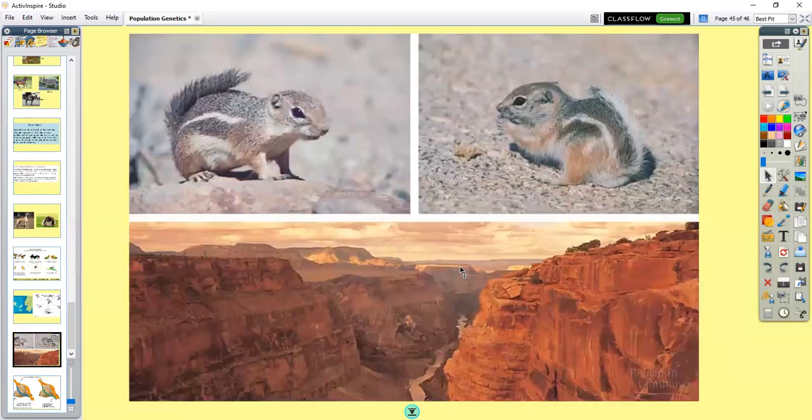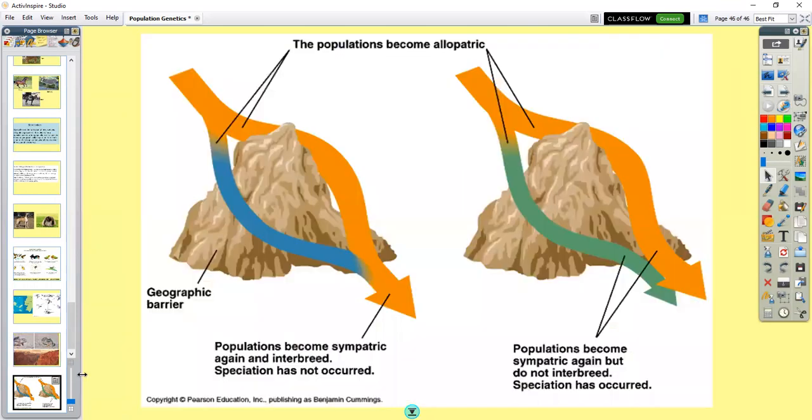Another example is the Grand Canyon in Arizona. You have squirrels that many years ago would have been the same species, but because they've been separated by this Grand Canyon and they've evolved in certain ways, they no longer reproduce to produce fertile offspring. So that's an example of allopatric speciation, where there's been geographical isolation, which has led to speciation, or different species being produced. Hopefully that helped with population genetics.